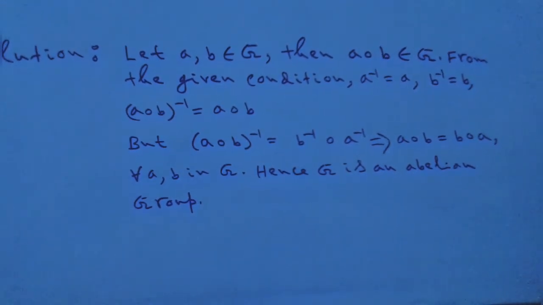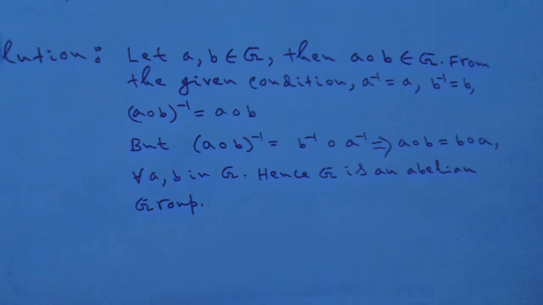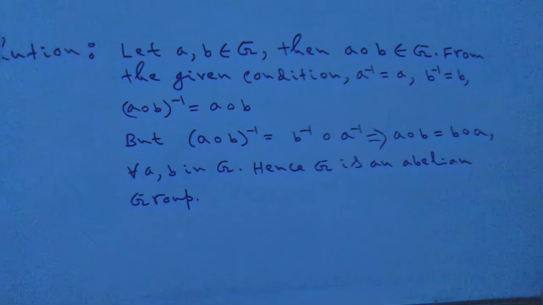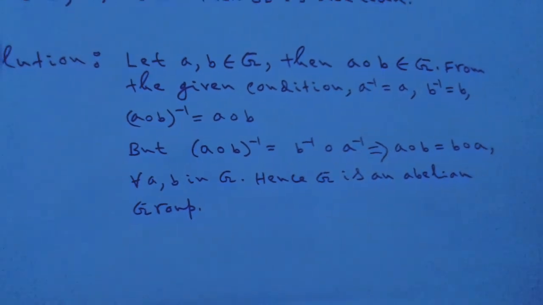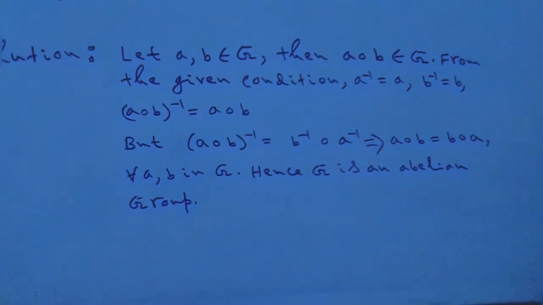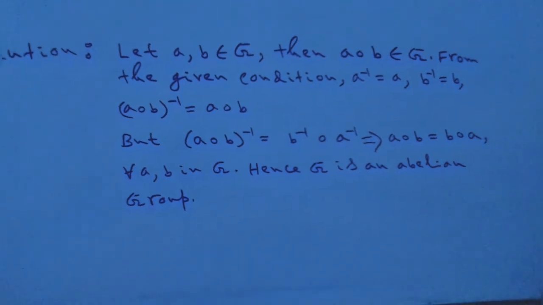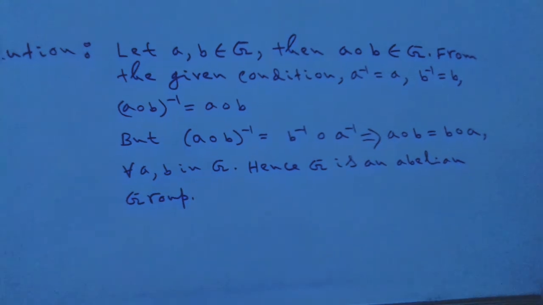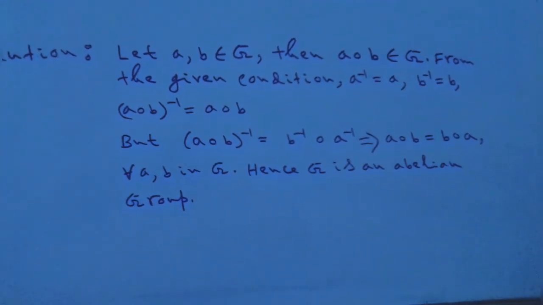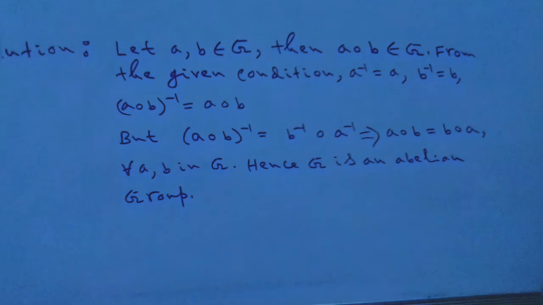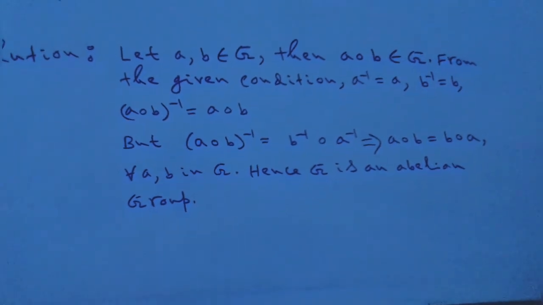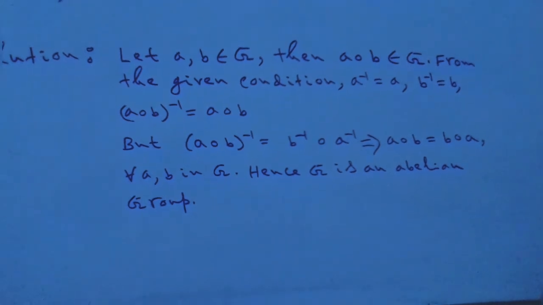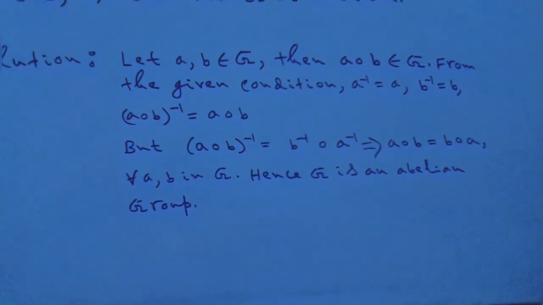A group is considered to be abelian if we can prove that any two elements satisfy the commutative property. So here A o B is equal to B o A, that is, A composition B equals B composition A. So it is clear it simply follows the commutative property in G. So we can conclude that G is an abelian group here. So we have proved our desired result.